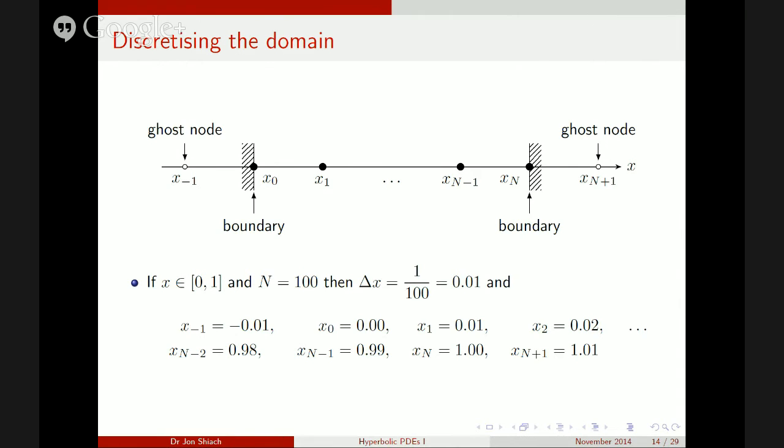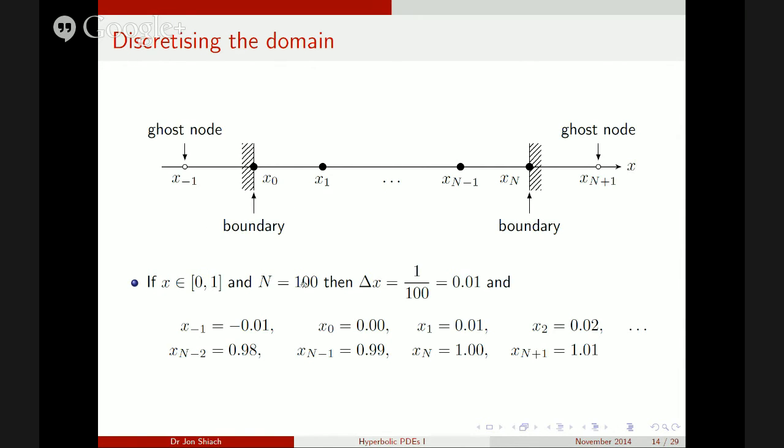So therefore, I need values of a node to the left. So this is what we call a ghost node. We just make it up. It doesn't exist, so we just make it up. Okay, and in order for the gradient across this node to be equal to 0, the value of that node has got to be the same as the value of that node. And the same thing applies at the other boundary.